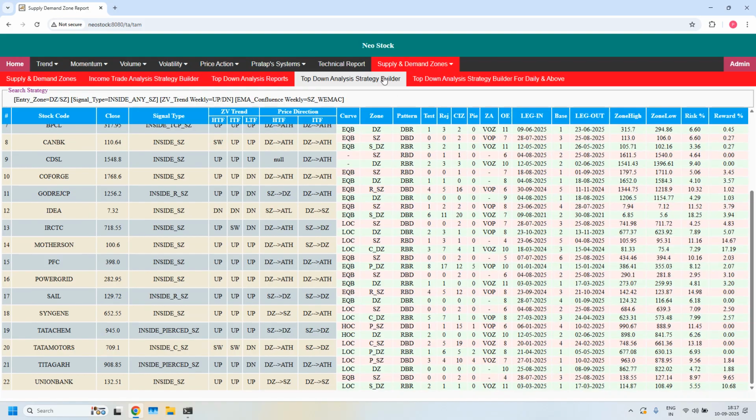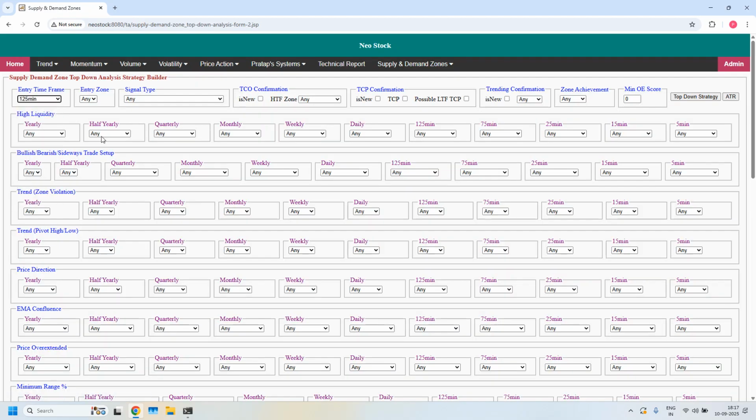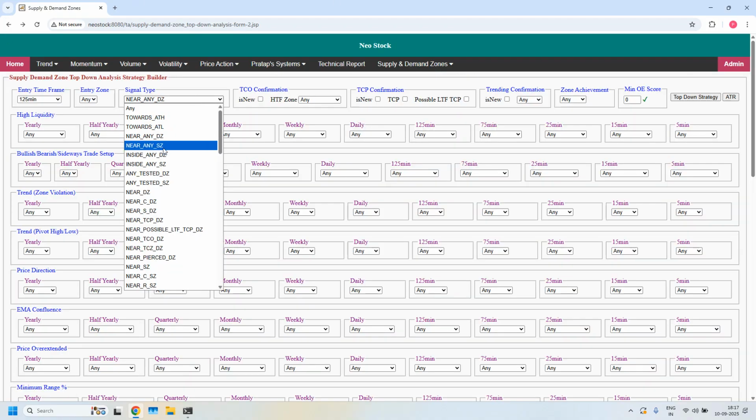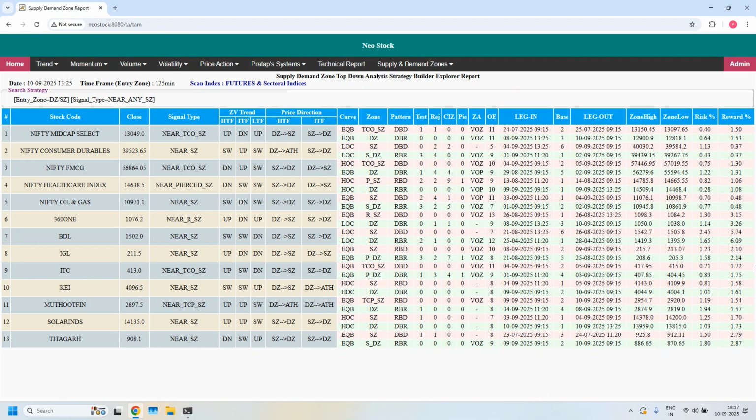So the next time frame is 125 minutes. Stocks near the 125 minutes demand zone, we got 8 stocks. Next, stocks near the 125 minute supply zone, we got 13 stocks. Next time frame, 75 minutes, was already generated in the beginning of the report.